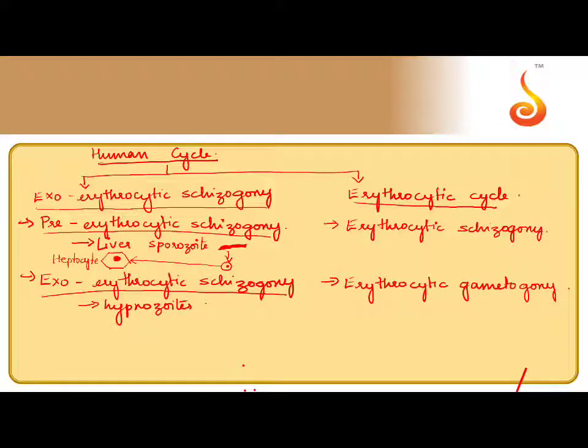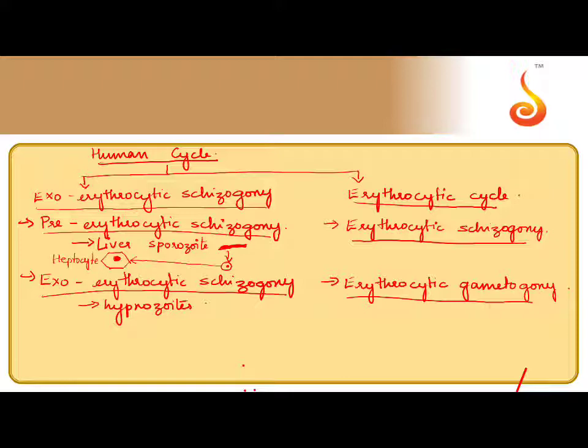So in the first section we see what happens in the human. In the human, there are two phases we see. First is exoerythrocytic schizogony, where you see pre-erythrocytic schizogony and exoerythrocytic schizogony. Now, these stages happen outside the RBC cells, while the erythrocytic cycle, the word itself signifying the erythrocyte or the RBC cell, is of two types, erythrocytic schizogony and erythrocytic gametogony. Now we see each one by one.